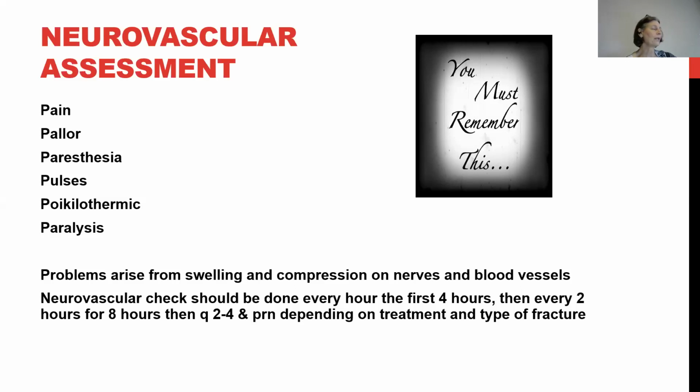And we need to know exactly what's going on, because perfusion and neurologic innervation are crucially important to keep that extremity functioning. And so we're going to do our neurovascular assessment. Initially, it's done pretty frequently. You'll find the nurses doing it every 15 or 30 minutes. But after, we're going to do it every hour for the first 4 hours. And then if they're inpatient, every 2 hours for 8. And then every 2 to 4 hours, depending on your hospital's protocol.